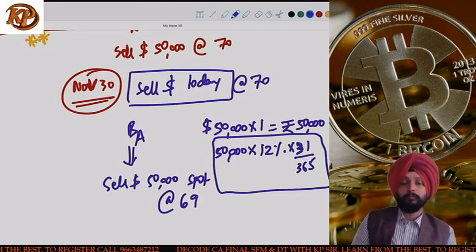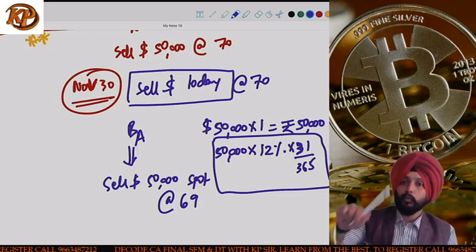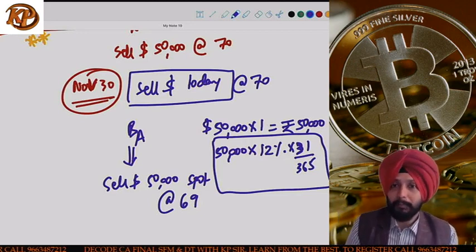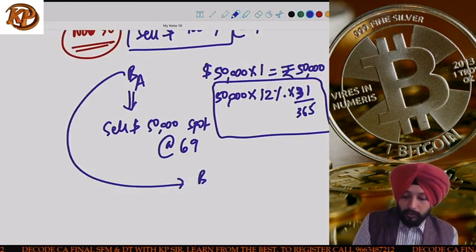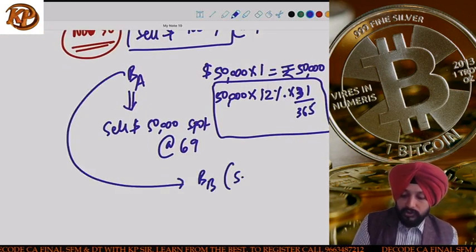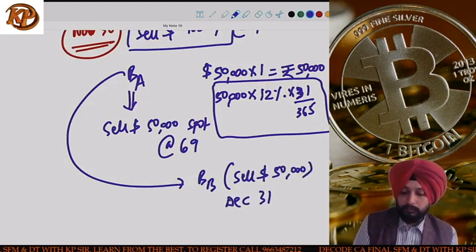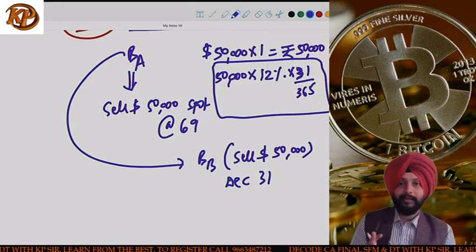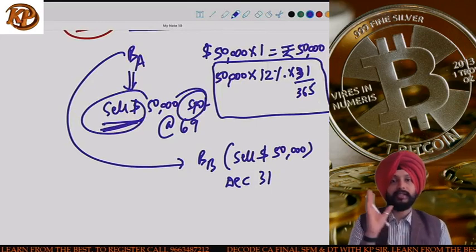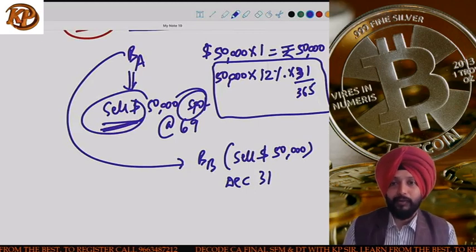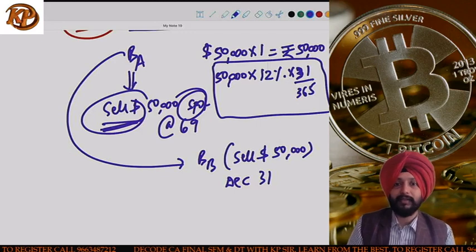Now listen carefully. On 31st December, you would have sold dollars to the bank, which the bank would have sold to another bank in the interbank market, which means bank A is obligated towards bank B to sell $50,000 on December 31. So bank A, what it got from the customer on 30th November, it sold in the spot market at 69.